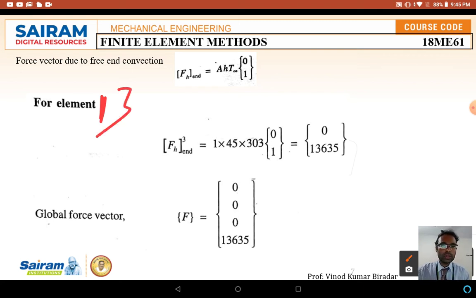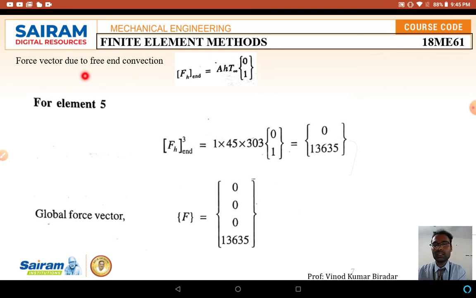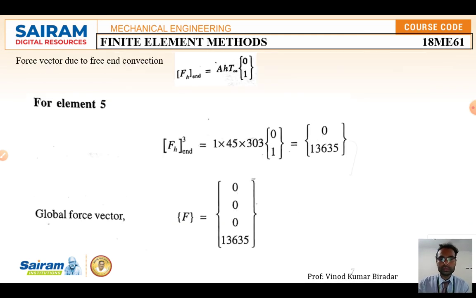So in element number 3 we have the free end convection; substitute the values here. Area is 1, h is 45, and the ambient temperature given in the data is 303. So [0, 1] is the formula. The force vector due to the free end convection, write down here 0. If you calculate this, you are going to get these values.